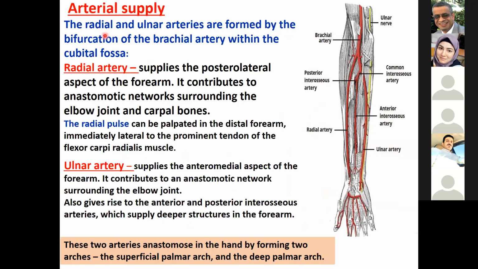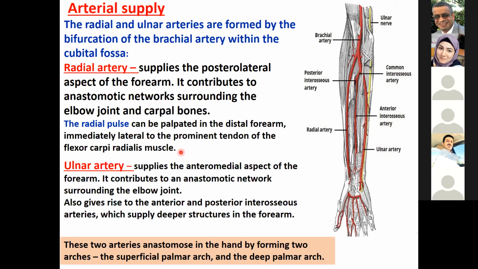Arterial supply. The radial and the ulnar arteries are formed by bifurcation of the brachial artery within the cubital fossa. The radial artery supplies the posterolateral aspect of the forearm. This contributes to an anastomosis network surrounding the elbow joint and carpal bone.